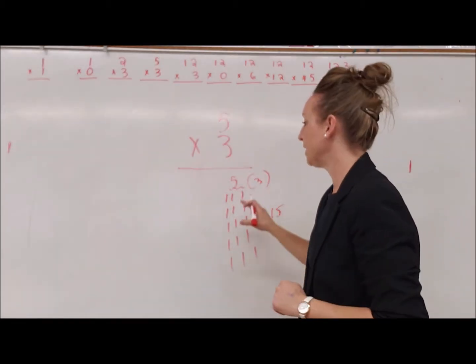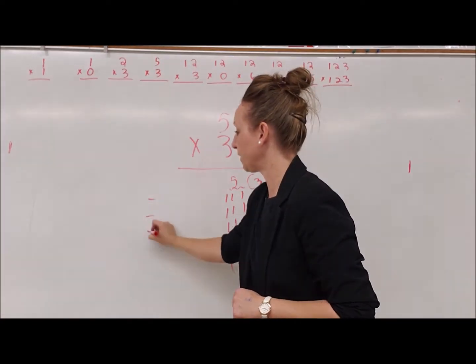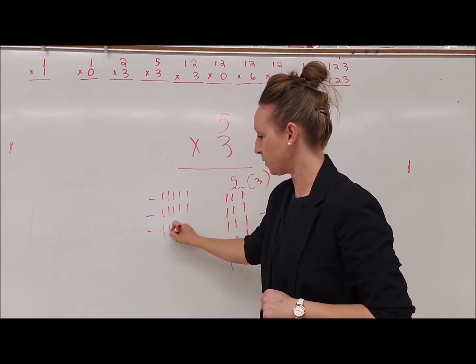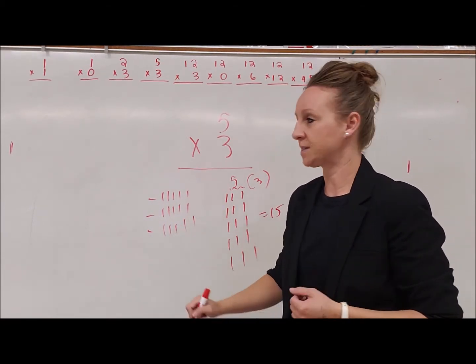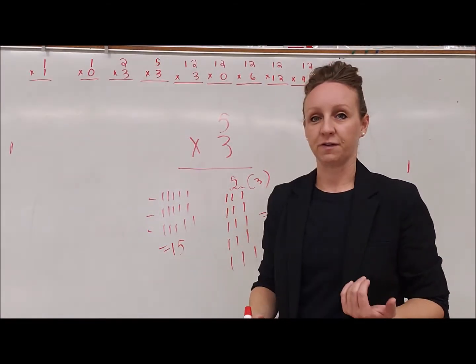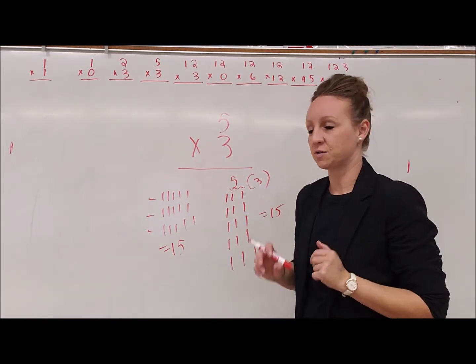Okay, 5 groups of 3. Let's say I want to do it the other way, and I want to have 3 groups of 5. So here are going to be my 3 groups. I've got 1, 2, 3, 4, 5, 1, 2, 3, 4, 5, 1, 2, 3, 4, 5. If I count this up, it's 5, 10, 15. My answer is 15. So whether I have 5 groups of 3 or 3 groups of 5, my answer is 15.